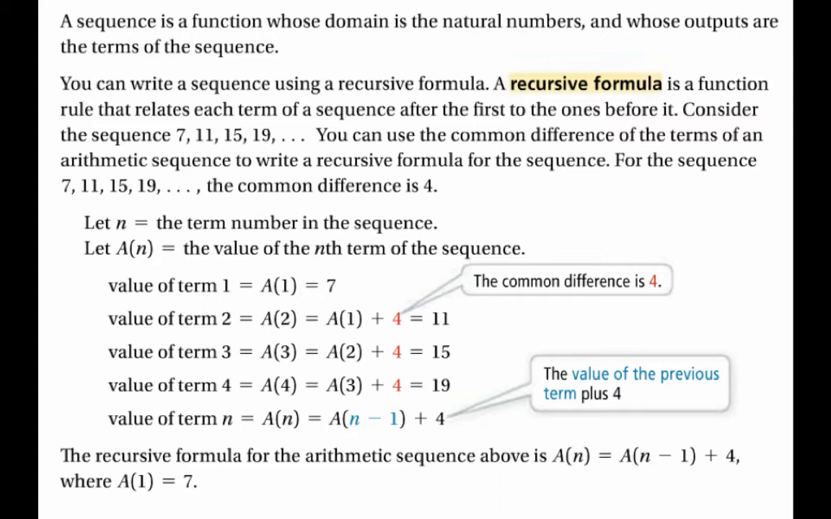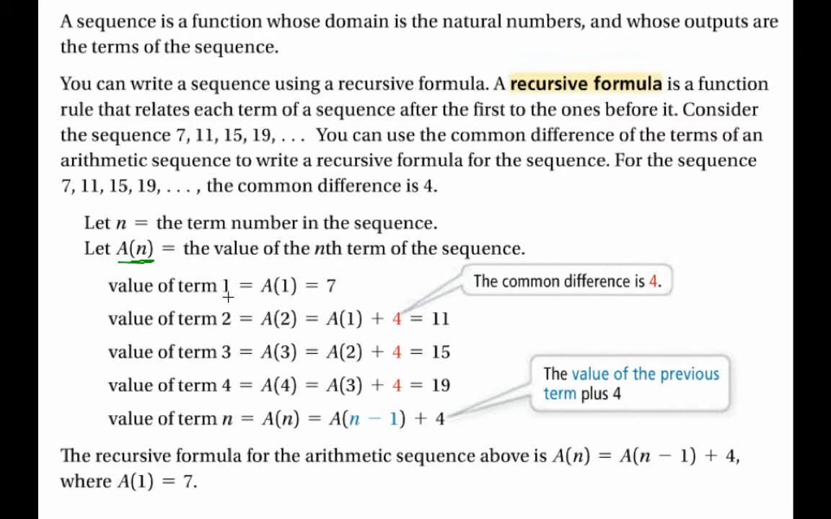Consider the sequence 7, 11, 15, and 19. You can use the common difference of the terms of an arithmetic sequence to write a recursive formula for the sequence. For the sequence 7, 11, 15, 19, the common difference is 4. So here's how this works. We let n equal the number of terms in the sequence. So n could be the first term, second term, third term, and so on. We let capital A of n, this is common notation for arithmetic sequence, be the value of that nth term of the sequence.